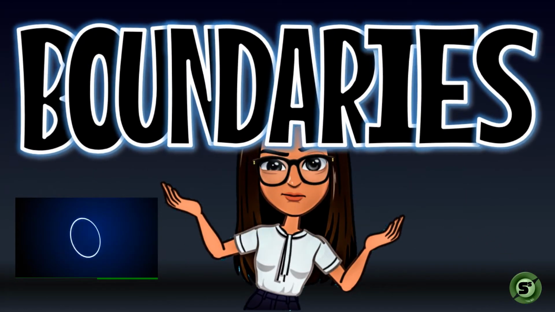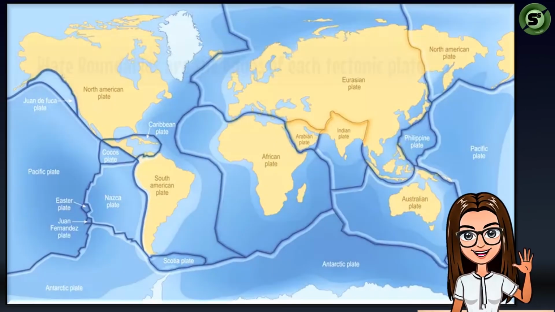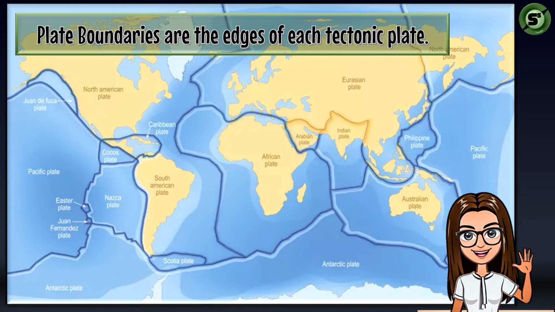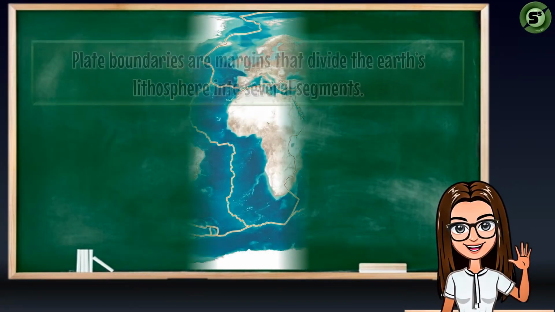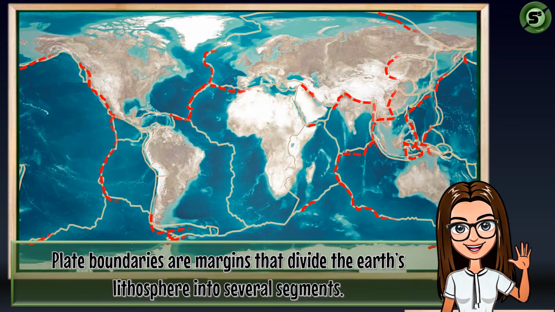Exactly. We have got here B O U N D A R I E S. Boundaries. As you already know, plate boundaries are the edges of each tectonic plate. Plate boundaries are margins that divide the Earth's lithosphere into several segments. And on this map, the red lines represent the boundaries of the plates.